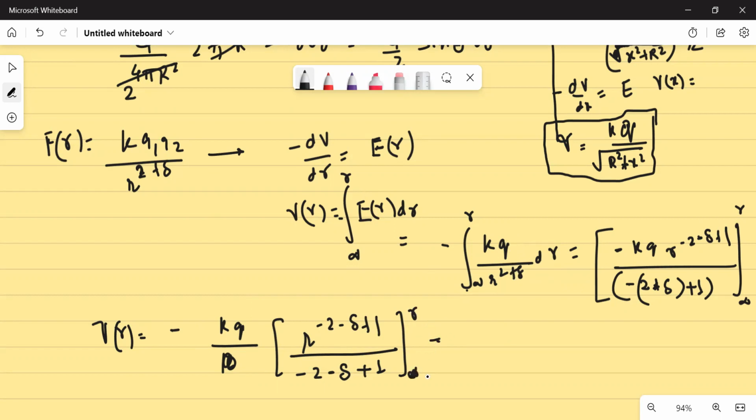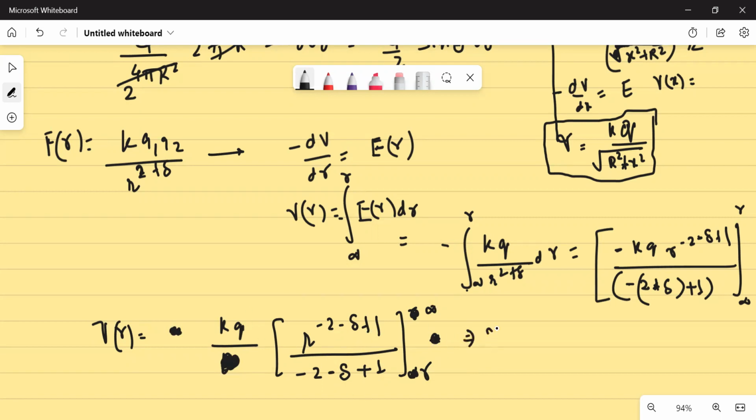So let us do it like this, I write r here. Is that clear? At infinity it will be 0, right? One more negative is coming. Is that clear? So instead of infinity to r, I have written it from r to infinity. I have absorbed this negative sign.